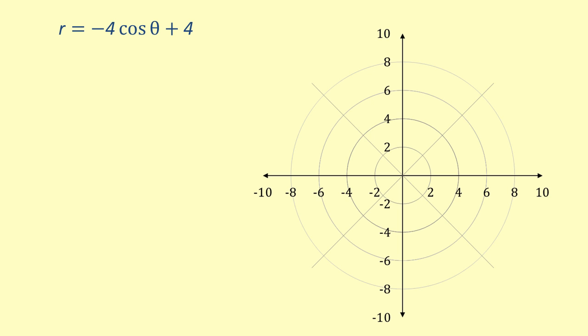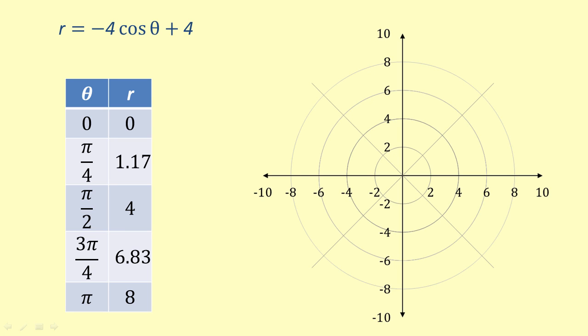If we look at the polar grid, there are lines at theta equals pi over 4, theta equals pi over 2, and theta equals 3 pi over 4. Find the r values associated with each of these values of theta. Create a table with these values and then plot the points on the graph.